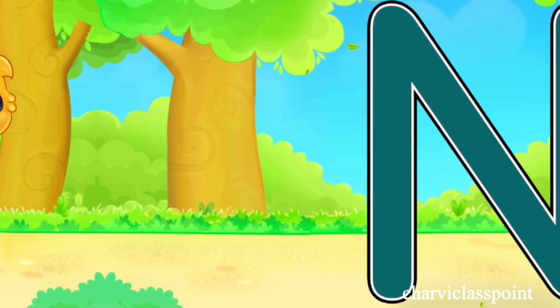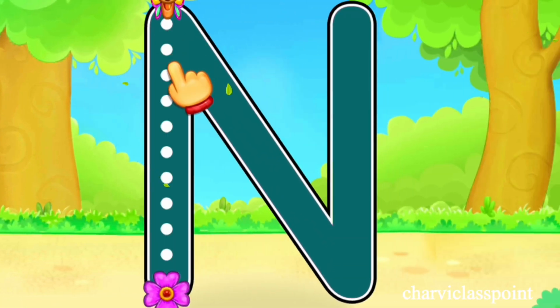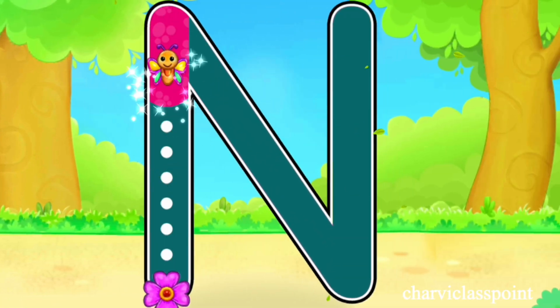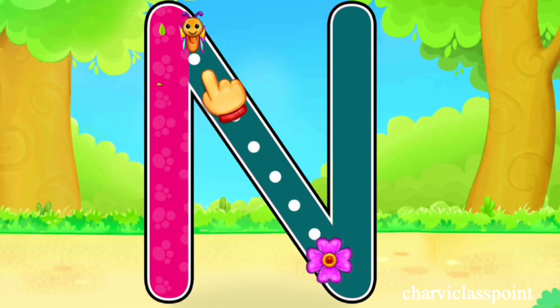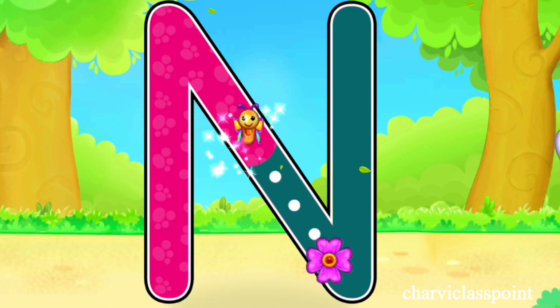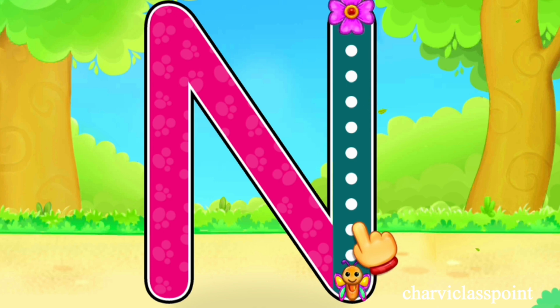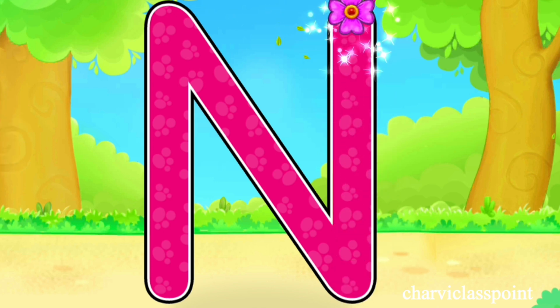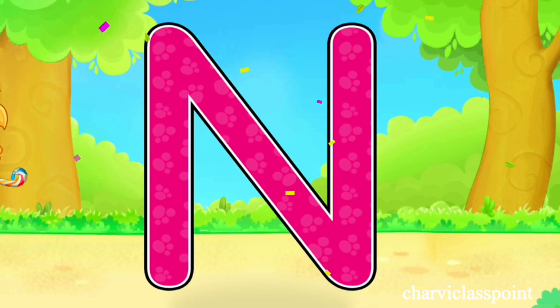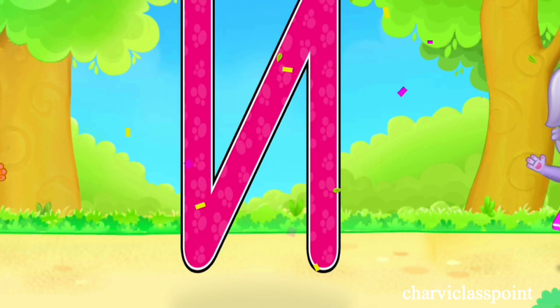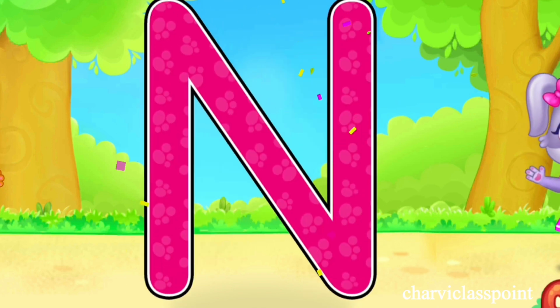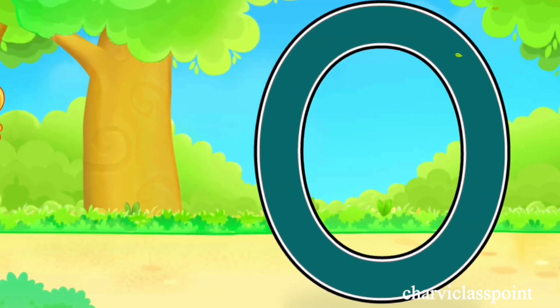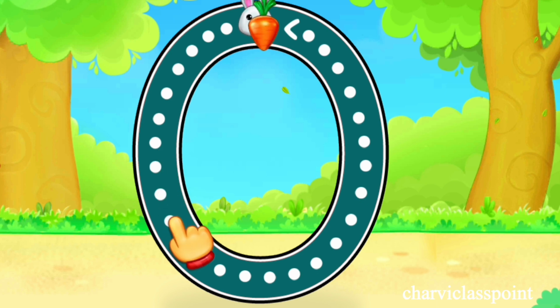Next letter is N. Up to down. Up to down. Again up to down. Now down to up. Amazing. Excellent. Very good. We get letter N. N for nose. Yay. Next letter is O.